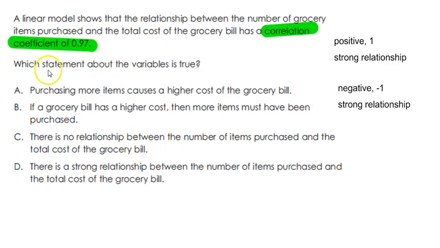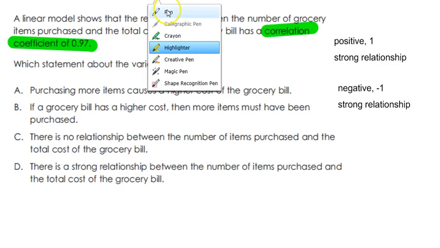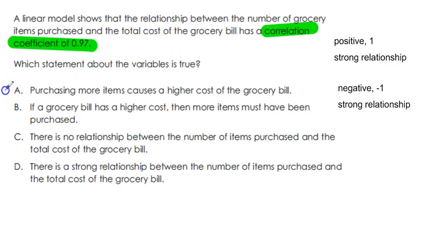And when you're reading through these statements, you are looking for the best answer. Even though it doesn't say which is the best answer, you're always looking for the best answer. So A here, purchasing more items causes a higher cost of the grocery bill. Well, yes, I think anybody could probably figure that out. If you buy more things, you have to pay more. So this is a really good answer. Is it the best answer? That remains to be seen. We're going to mark it.